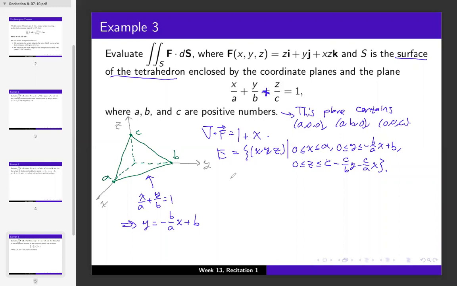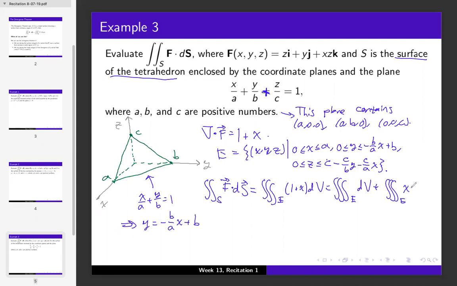But we're actually not going to use this parameterization per se. We're going to be a little bit more clever than that. So, the integral of F dot dS, well, that's the triple integral over that region of 1 plus x dV. Or in other words, the triple integral over E of just the constant function 1 plus the triple integral over E of x dV.